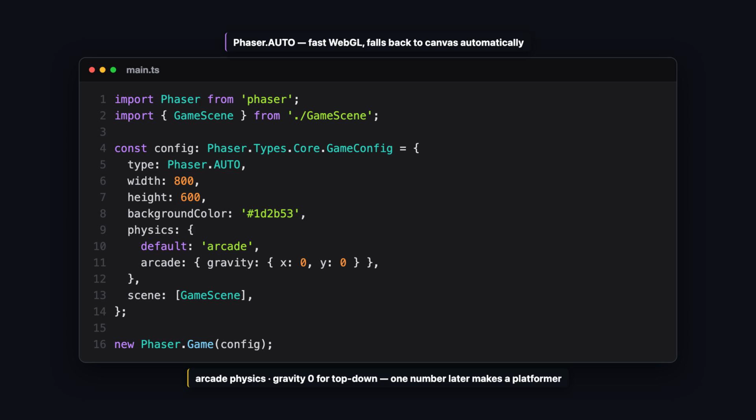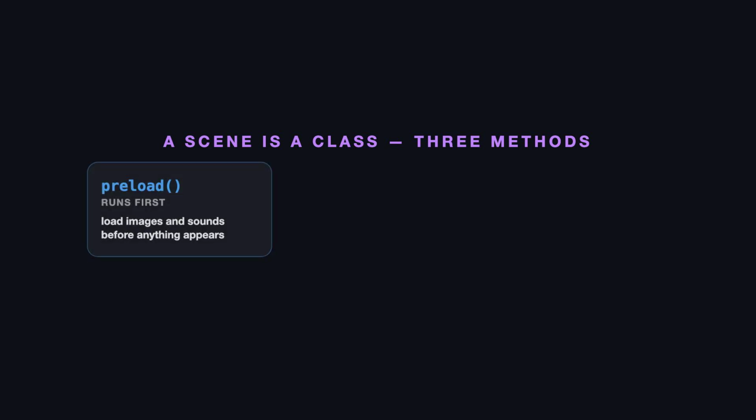A scene is one screen of your game, a menu, a level, a game over screen. We hand Phaser an array with our single game scene. Then one line brings it all to life. new Phaser.Game, pass the config, and the game boots. That's the entire startup. So what is a scene, really?